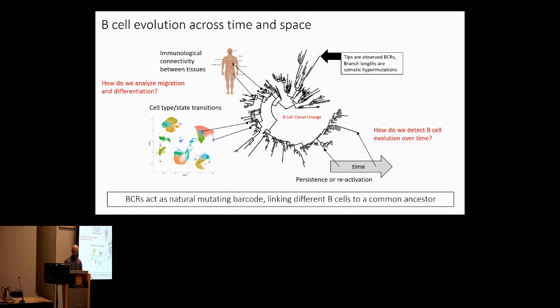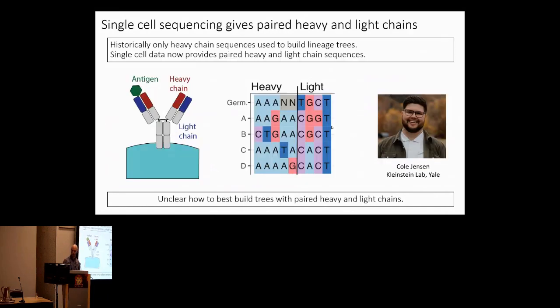But today I'm going to focus on something a little bit more fundamental, which is how do we build better B cell lineage trees? And that brings us to single cell sequencing data. As I said before, B cell receptors are composed of a heavy chain and a light chain, and both are important for antigen binding. Both mutate as part of this evolutionary process.